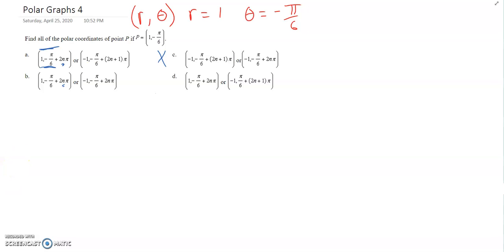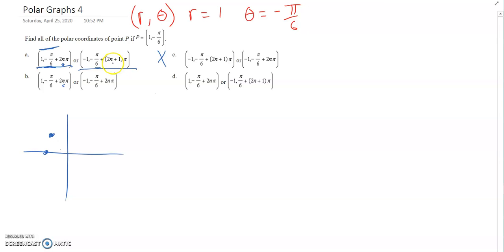All right, so let's start with this one right here. We already know this one works. Let's look at this one. So -1, negative pi over 6. So -1 rotated negative pi over 6 ends over here. But if we take that, we're not quite done yet. We have to add (2n plus 1) pi.